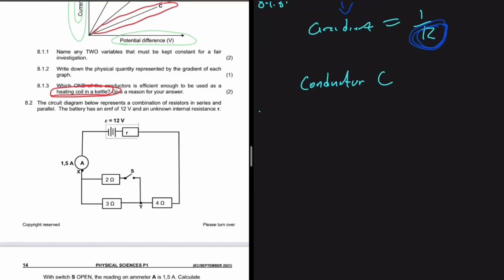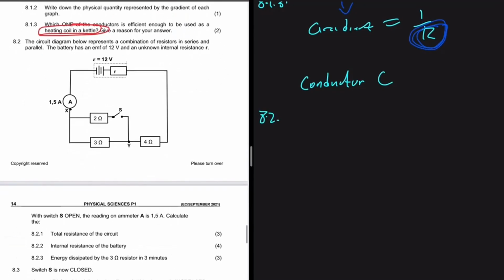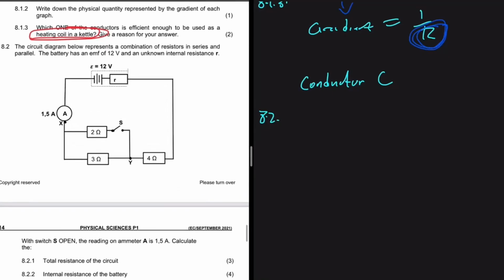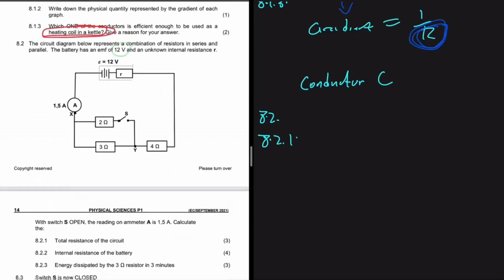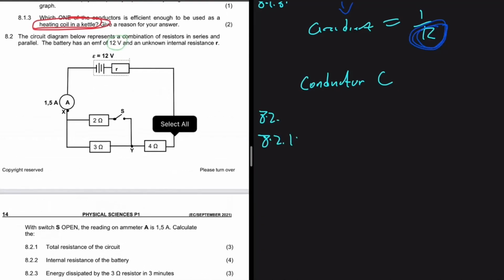Now let's do 8.2. So 8.2 says that the circuit diagram below represents a combination of resistors in series and parallel. The battery has an EMF of 12 volts and an unknown internal resistance R. Before 8.2.1, we are told that when switch S is open, here's switch S here, the reading on the ammeter, so we have some I, is equal to 1.5 amps.